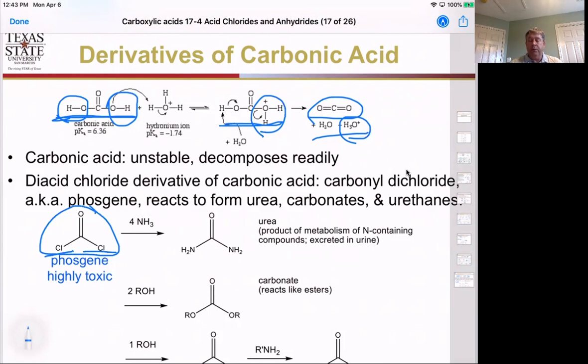What it's used for industrially is to make compounds like urea. They use ammonia and this is used a lot in fertilizers and also can be made by all sorts of biological systems. You can also react it with alcohols to make what are called carbonates, okay? So if you think about it, this is like an ester on half of it and an ester on the other half, so it's like a diester. And so we call those carbonates.